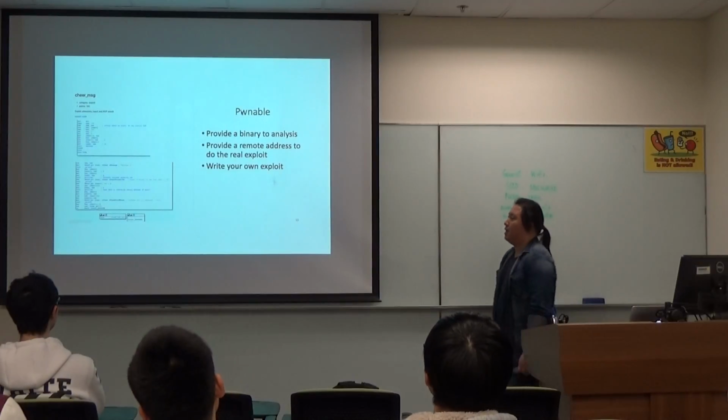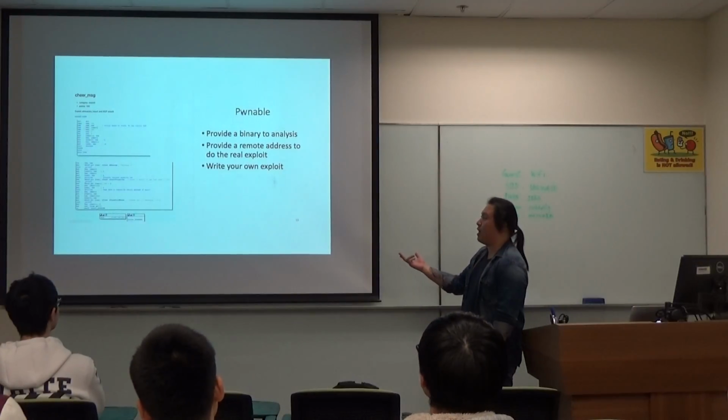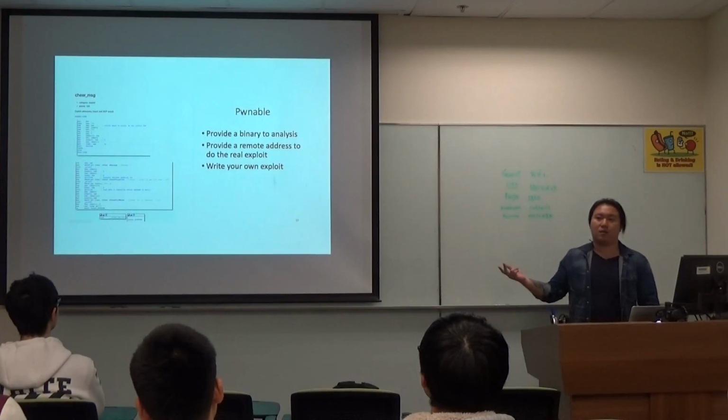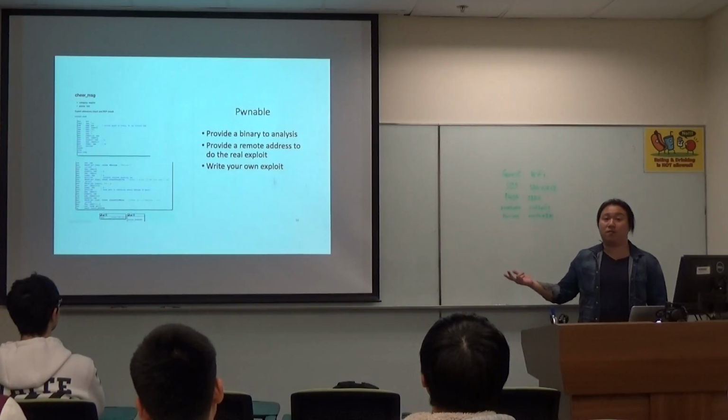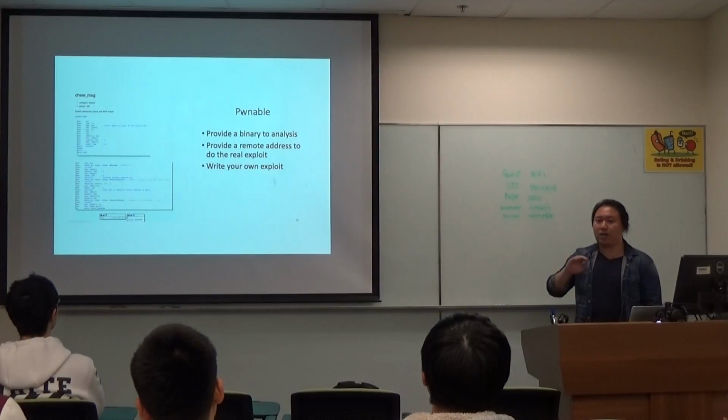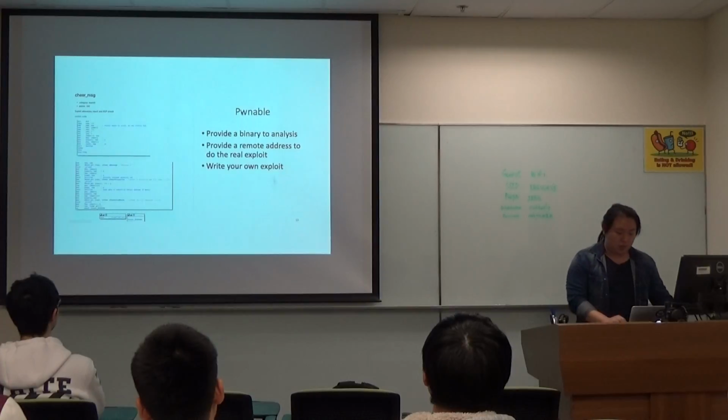And pwnable. Pwnable is similar, like what I said. They provide you a binary again. But this time you need to find something like, for example, the very common way called overflow. Try to overflow the stack, overwrite some variable, and get the shell.